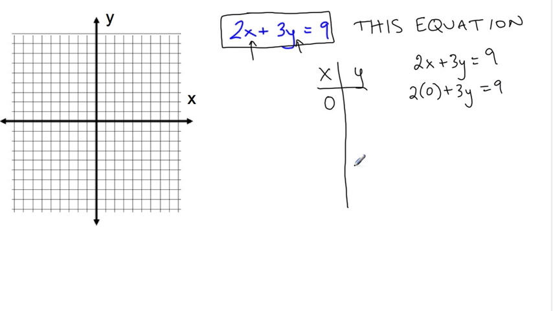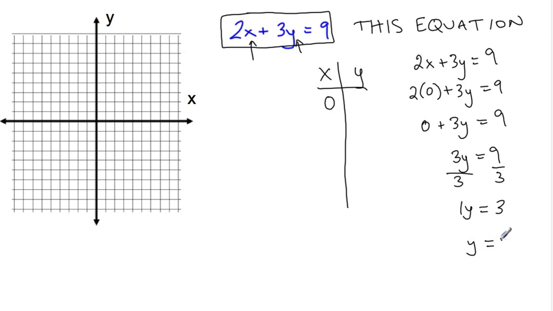Okay, so I'm just going to go through and do a little work. 2 times 0. 2 times 0 is 0. 0 plus 3y. Well, if I have nothing and then I add 3 bagels, I have 3 bagels. So 3 times a number equals 9. So I divide by whatever that number is. 3 divided by 3 is 1. 9 divided by 3 is 3. And we know that 1y is just like 1 car, which is just a car. Y equals 3. So if x equals 0, y equals 3.